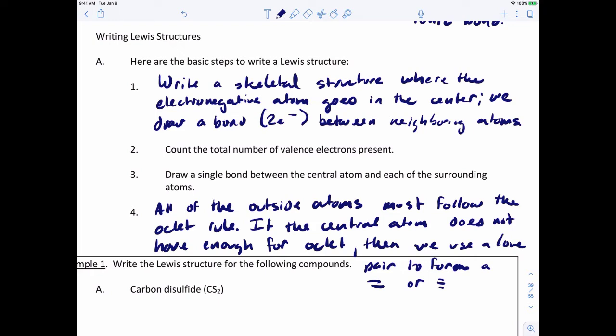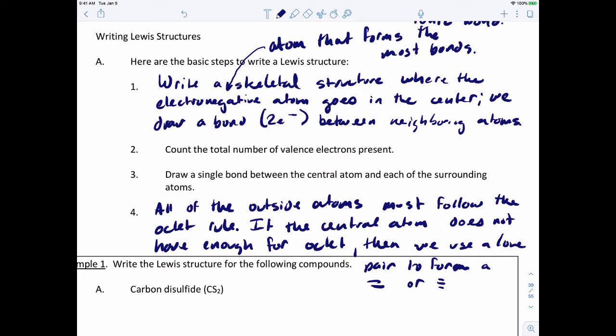All right, so let me go through the set of rules again. We write a skeletal structure where the electronegative atom goes in the center. And then we draw a bond between neighboring atoms. So to make a little note about what we're doing here, the electronegative atom that goes in the center, usually this is going to be the atom that forms the most bonds. Okay. So usually that atom goes in the center.